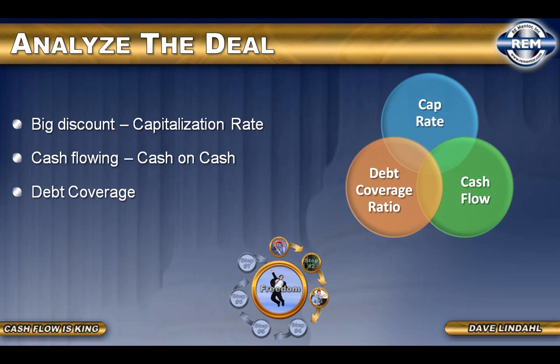And when we do that, we want to be looking at three things: the cap rate, the cash-on-cash return, and the debt coverage ratio, the three most important ratios when you're investing in multifamilies. Now, whenever we're buying a property, we always want to get a big discount. The capitalization rate is going to tell us whether or not we get a big discount.